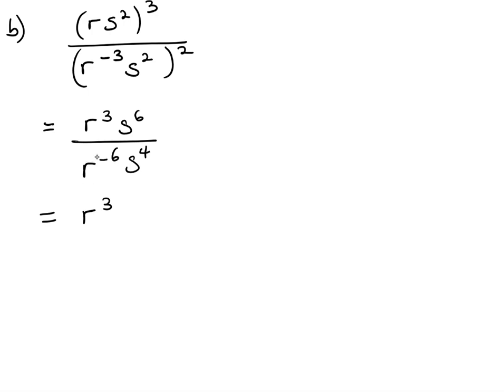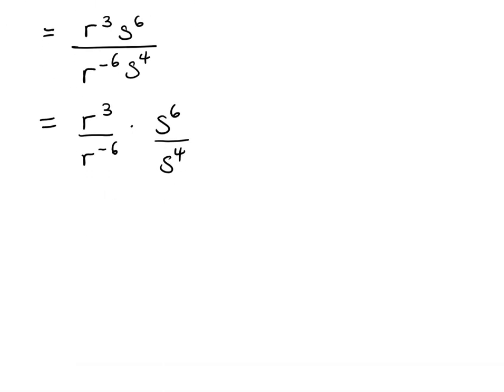Remember, let me show us very well. So this is r raised to power of 3 divided by r raised to power of negative 6, s raised to power of 6, s raised to power of 4. So that is r raised to power of 3. This is division, so you need to subtract the powers, right?